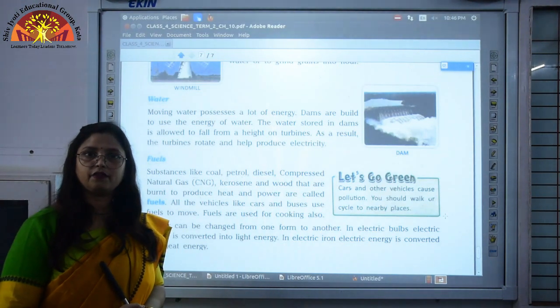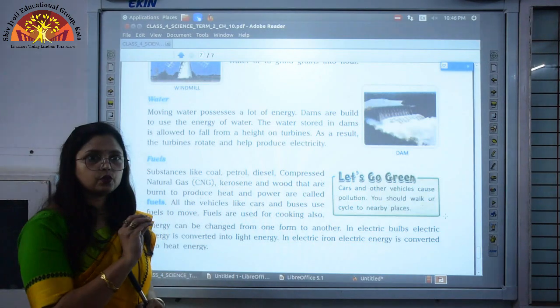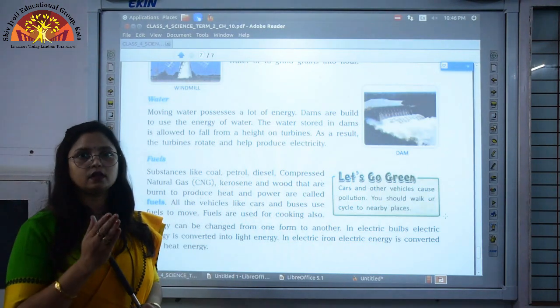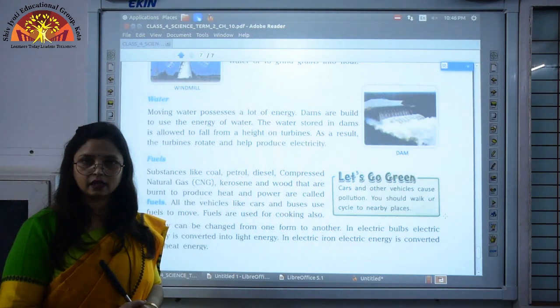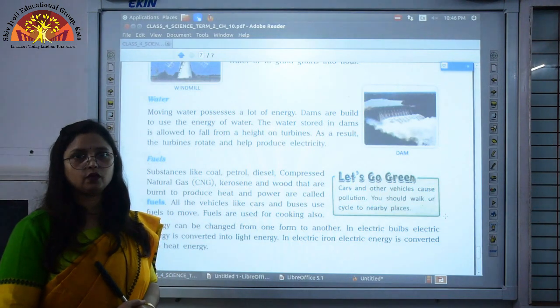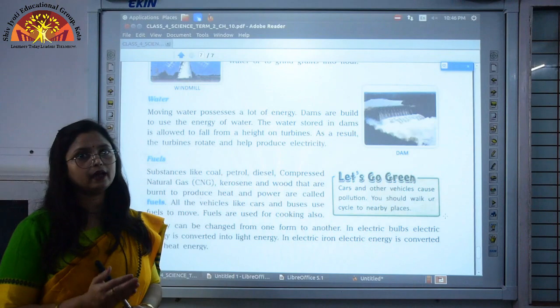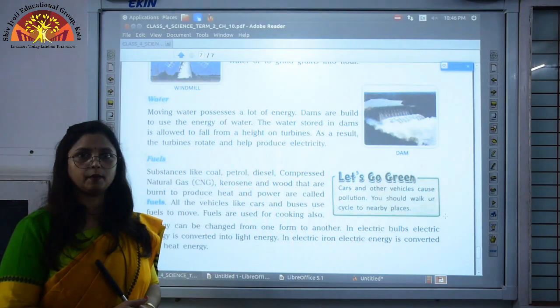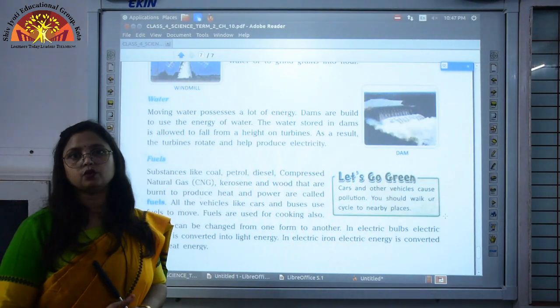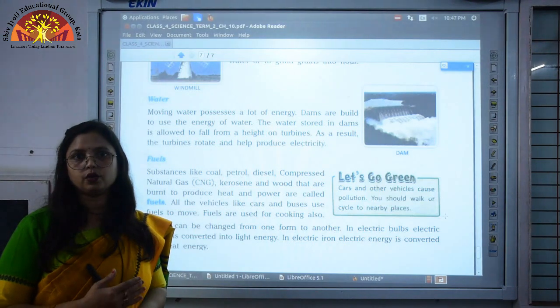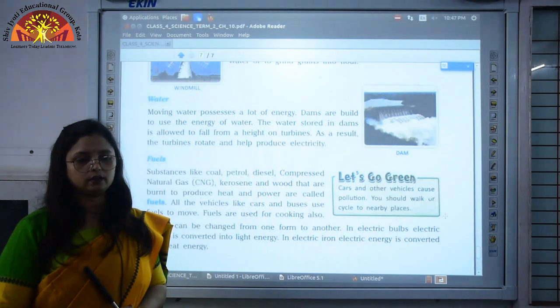Similar is the case of electric iron. When we put the switch on, what happens? The surface of the electric iron gets heated up. So, what is happening over here? Electrical energy is converted into heat energy and the plate of iron gets heated up. So, these are the ways through which energy can be converted from one form to another.